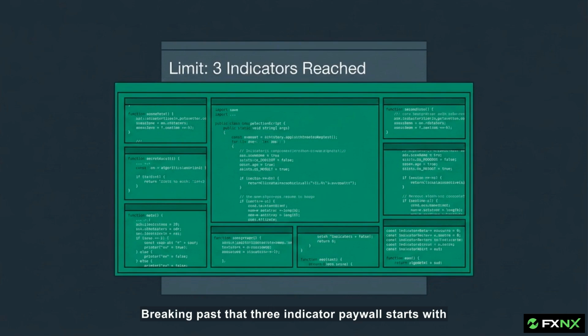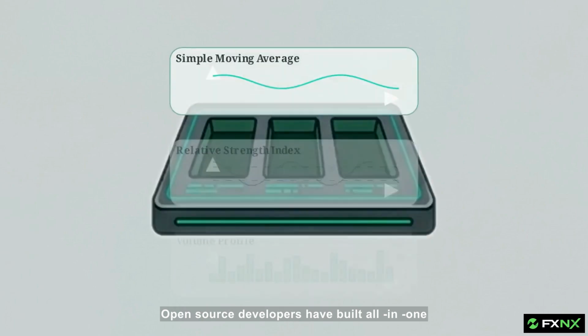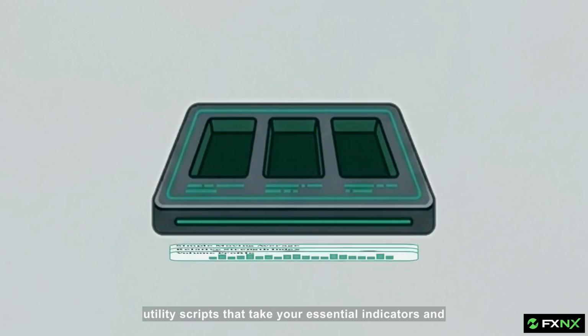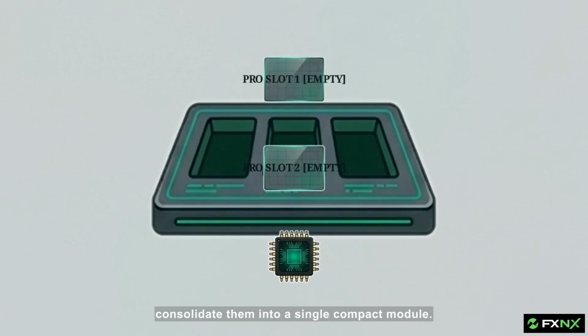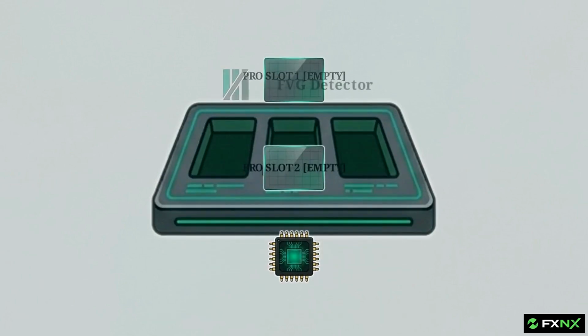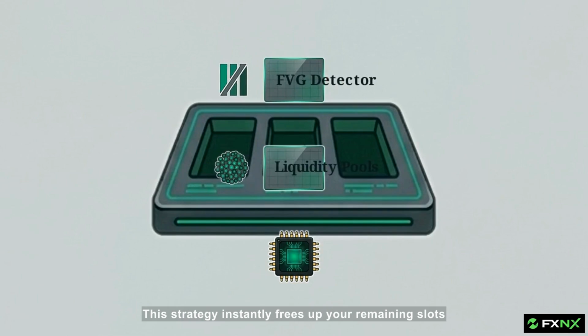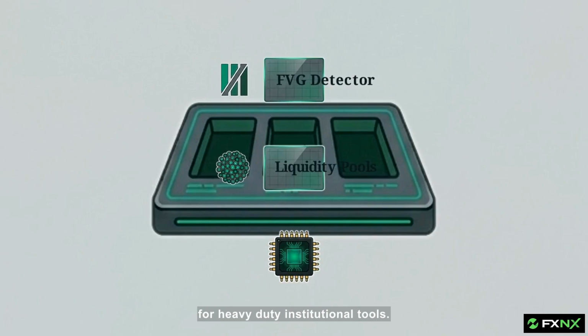Breaking past that 3-indicator paywall starts with a technique called Pine script consolidation. Open-source developers have built all-in-one utility scripts that take your essential indicators and consolidate them into a single compact module. This strategy instantly frees up your remaining slots for heavy-duty institutional tools.